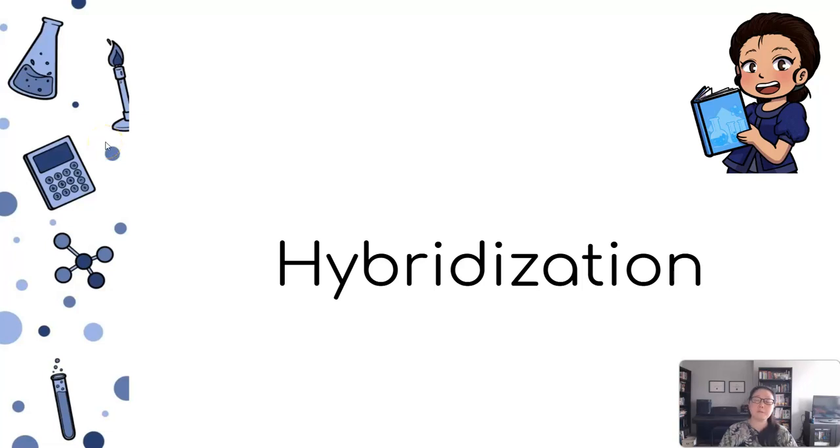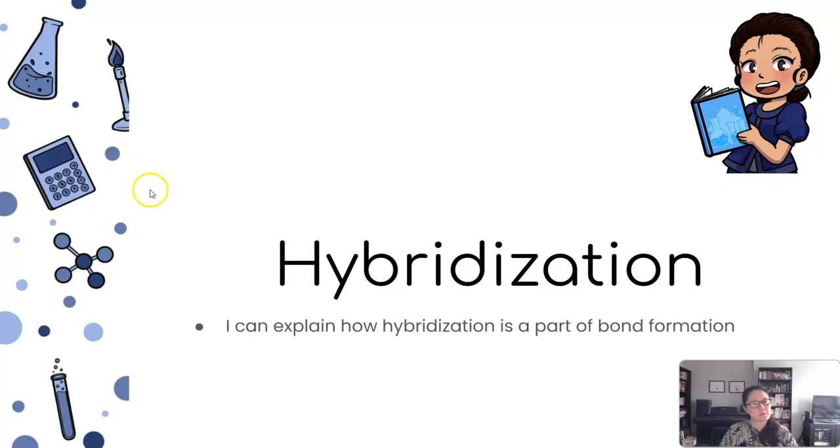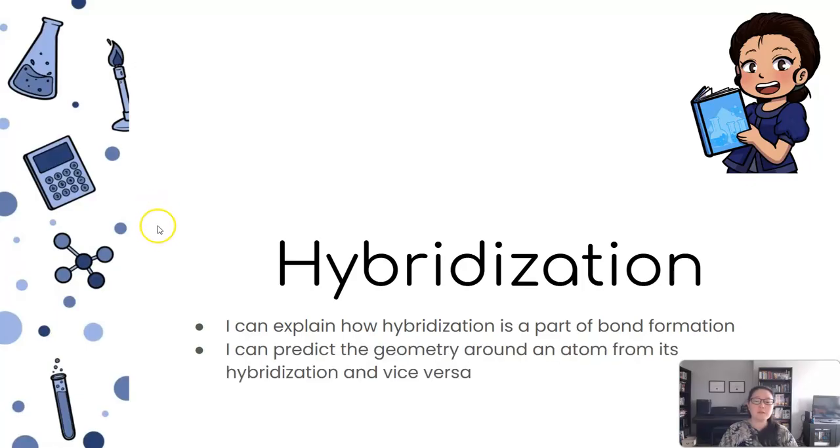Hello folks, and welcome to this lesson on hybridization. By the end of this lesson, you should be able to explain how hybridization is a part of bond formation and predict the geometry around an atom from its hybridization and vice versa.